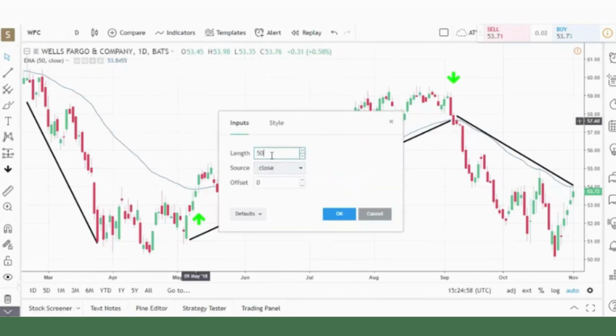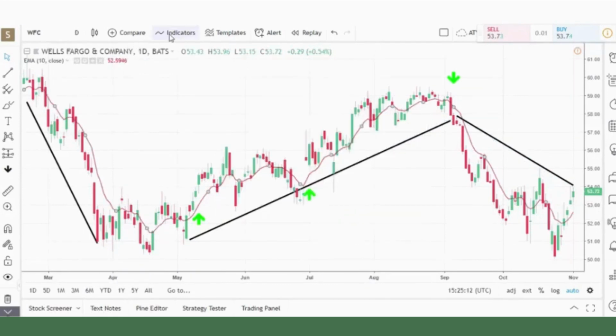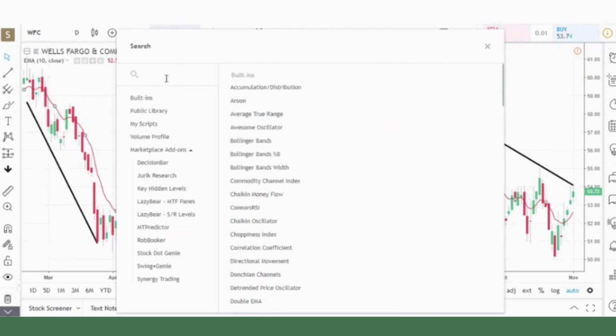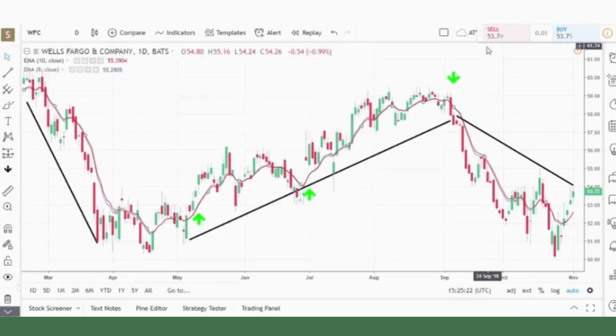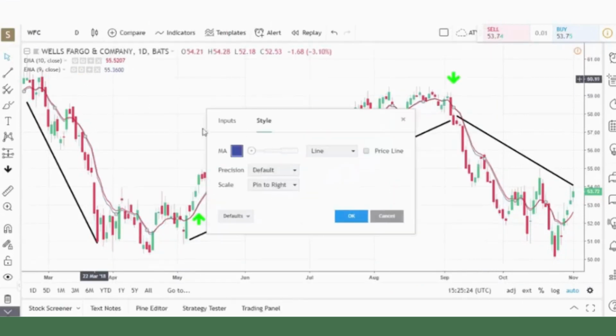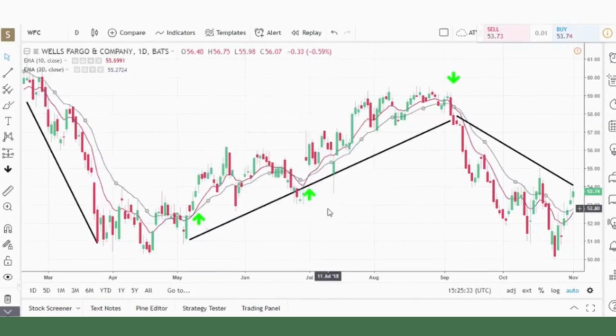Now, let's change our EMA. We're going to go to Format again, and we're going to use a 10-day EMA, which is going to be our fast line. We're going to add another EMA. So go back to Indicators, type in EMA again, click on Moving Average Exponential, and for our second EMA, which is going to be blue, we're going to make that a 20-day EMA. Here we see the 10-day crossing the 20-day and giving us our buy and sell signals.